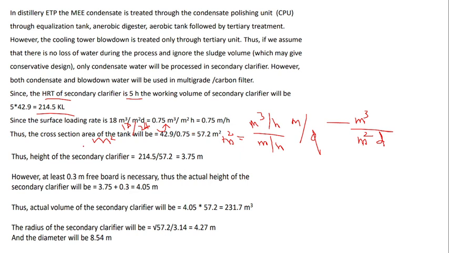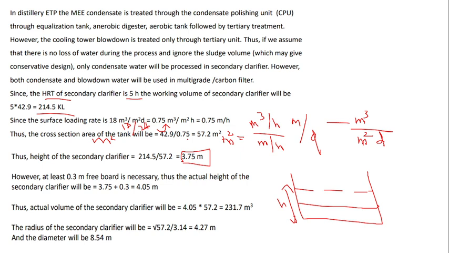Now we have to find the height of the clarifier. So this is the clarification tank. The sludge will be there, clear water will be here. Okay, so we are going to find the height of the secondary clarifier with the volume given. The total capacity of water filled in 5 hours is up to this height, right? That is obtained by dividing 214.5 by 57.2, which gives you the height, which is nothing but 3.75.